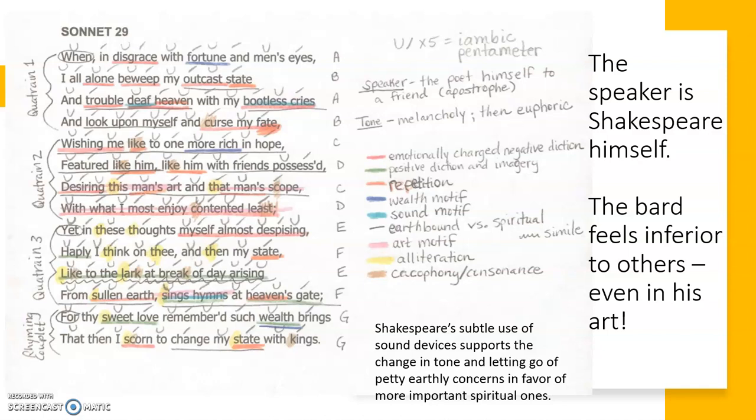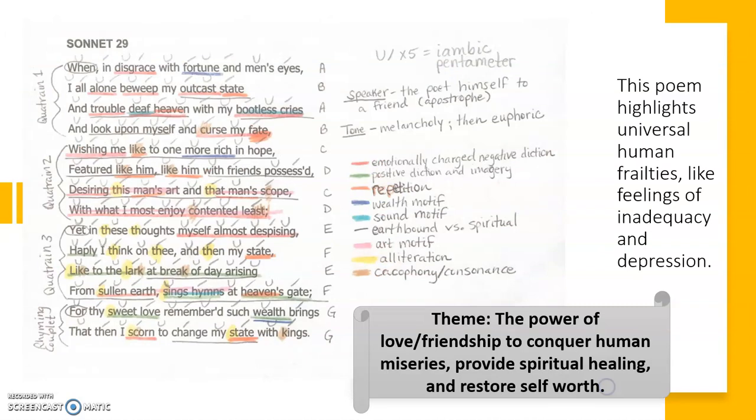So the speaker of the poem is Shakespeare himself. This is a lyric or personal emotional poem, and it's really sort of humbling and interesting to learn that the bard himself felt inferior to others even in his art. And so that can make us all as human beings realize that we all are subject to feelings of inferiority and depression. So the poem highlights the universal human frailties like feelings of inadequacy and being mired down in depression. And it kind of works us through this cycle of that feeling, almost like this manic depressive cycle.